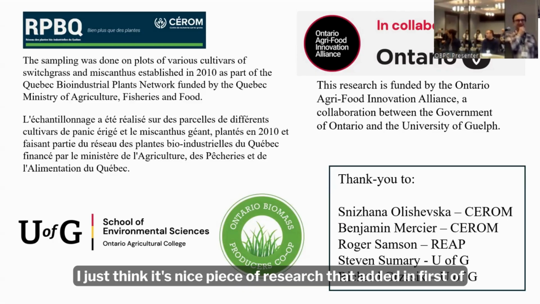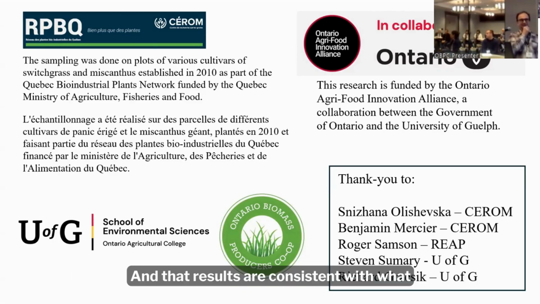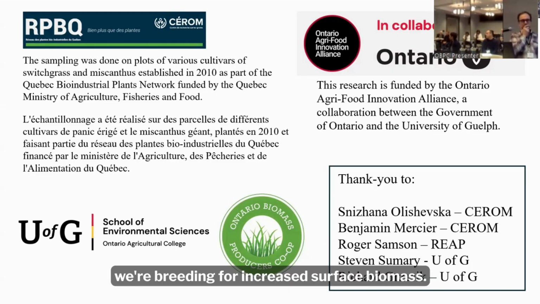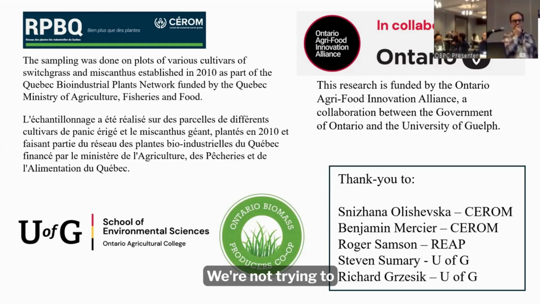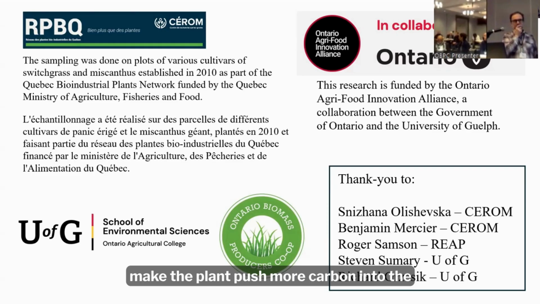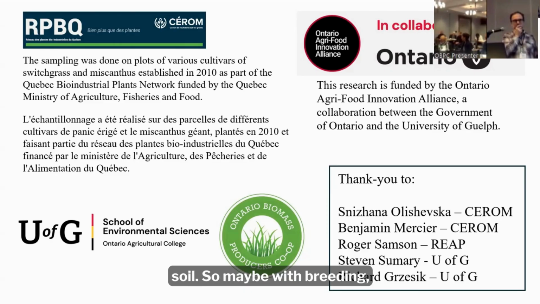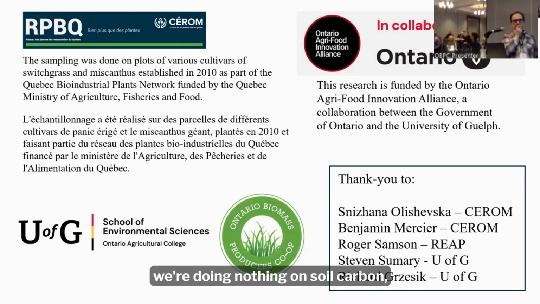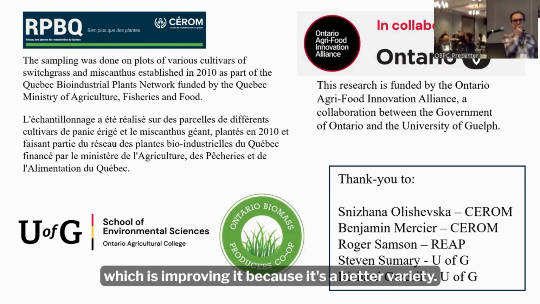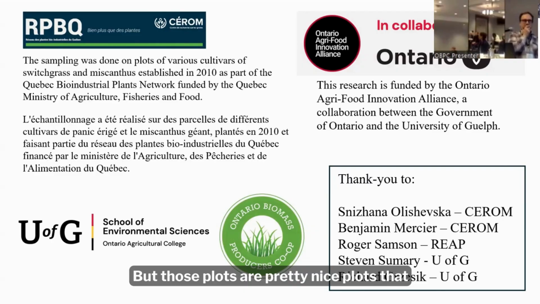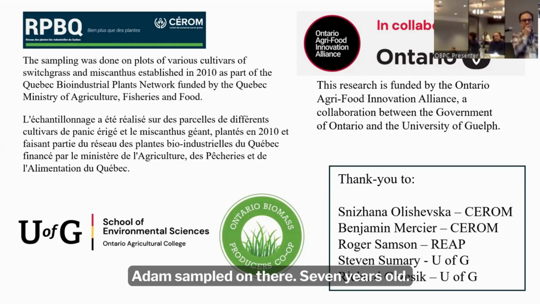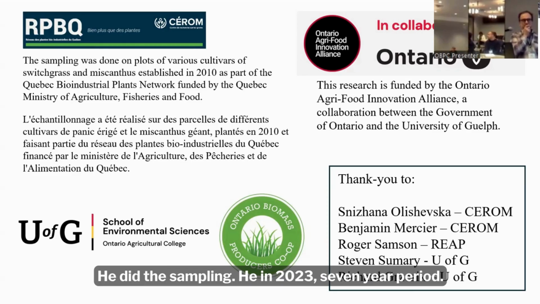Well, I just think it's a nice piece of research that Adam did, first of all. The results are consistent with what Michigan State University found, that there was no variety impact on carbon additions. With our breeding program, we're breeding for increased surface biomass. We're not trying to make the plant push more carbon into the soil. So maybe with breeding, we're doing nothing on soil carbon, we're just improving it because it's a better variety. Those plots Adam sampled are pretty nice plots, 7 years old, established in 2016, and he did the sampling in 2023.